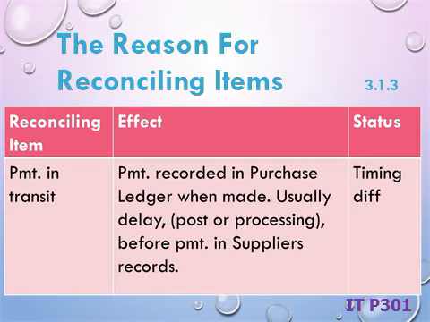Reconciling items are the items that the difference between the supplier statement and the supplier account in the payables ledger consist of. These are some of the reasons for reconciling items. Payment in transit. A payment is recorded in the purchase ledger as soon as it is made. There is usually a delay, either due to the post or processing, before the payment is made in the supplier's records. This creates a timing difference.